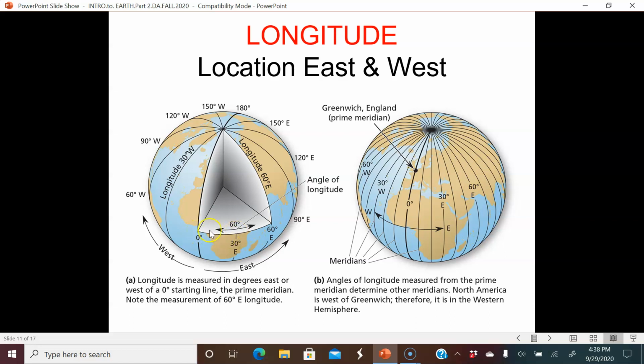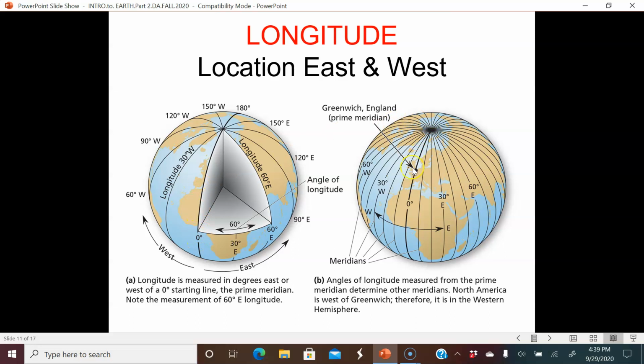And then we measure 30 degrees, or better yet, let's do 60 degrees. And then we go directly north, plotting out all the points due north from that spot. So we have 60 degrees along this line here. That line from pole to pole at 60 degrees from our zero point, that's called a meridian. Meridians run due north and south. They are at a certain number of degrees from the prime meridian, which is our zero line.